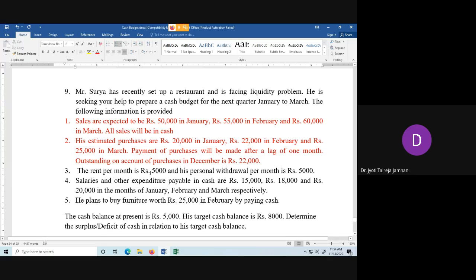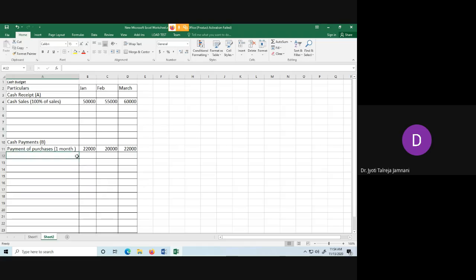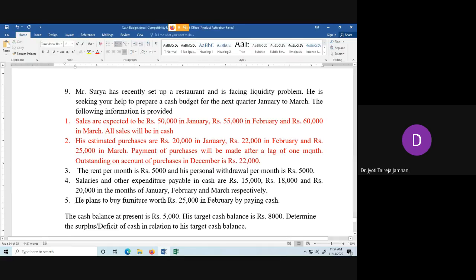The rent per month is rupees 5,000 and his personal withdrawal per month is 5,000. So we have to take these two things in the payment, rent and personal withdrawal. Both are 5,000 each. So we have payments of personal withdrawal and rent done.